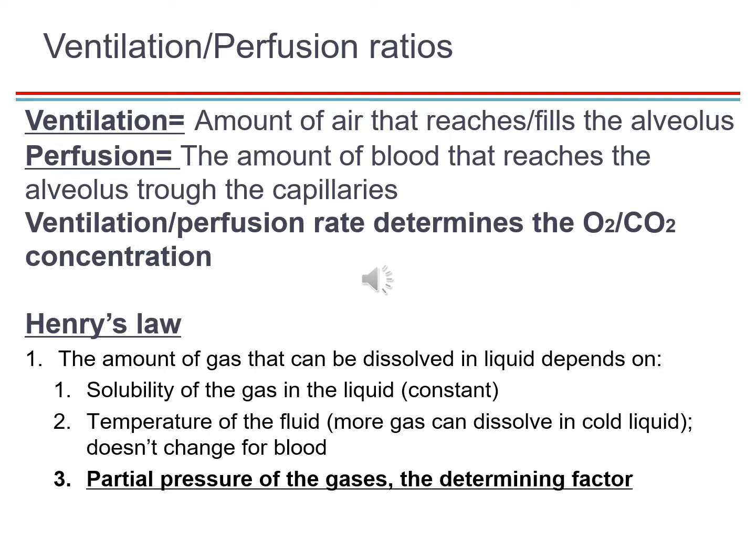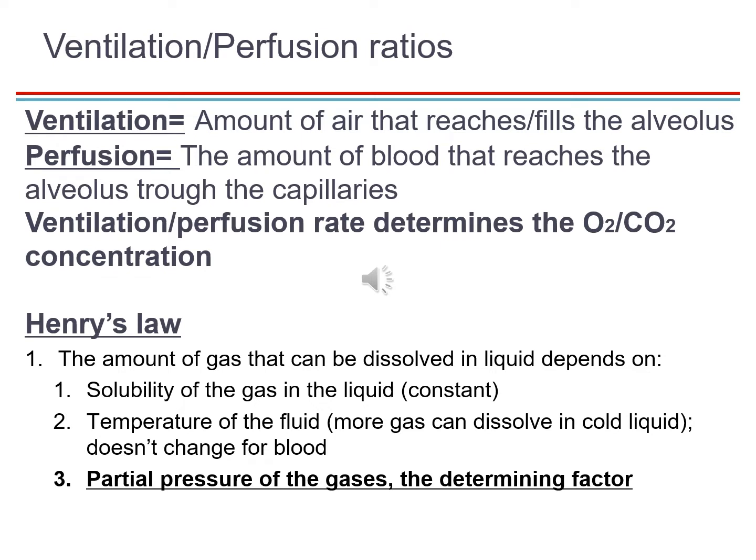To talk about the ventilation and perfusion ratios, we need to start by understanding the meaning of ventilation and the meaning of perfusion. Ventilation is the amount of air that reaches the alveoli, because it's basically related to the air that we breathe in or the air that we breathe out. So that is ventilation, the amount of air that reaches or fills the alveolus, either in breathing in or breathing out. Now, what does perfusion mean?